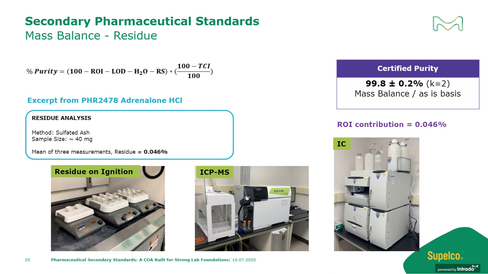So here is a picture of a few samples burning off during the initial stages of residue on ignition. After this stage, the crucibles will be placed in a muffle furnace where all the organic content will then be burned off. After taking the mean of 3 measurements, it was determined that the residue contribution was 0.046%. Additionally, residue could have been considered by analysis through ICP or IC instrumentation. Since these were additional ways to determine residue content, I included pictures of these instruments as well.